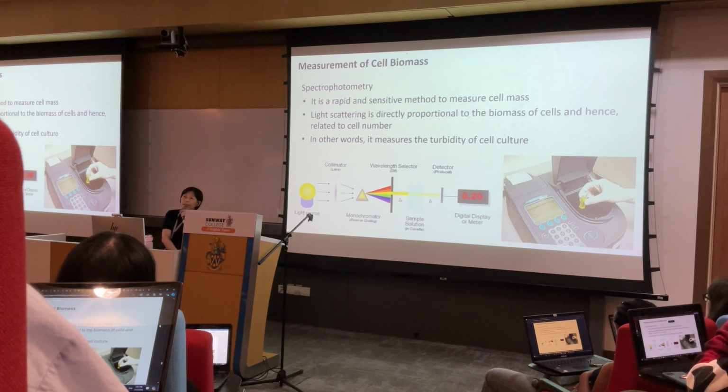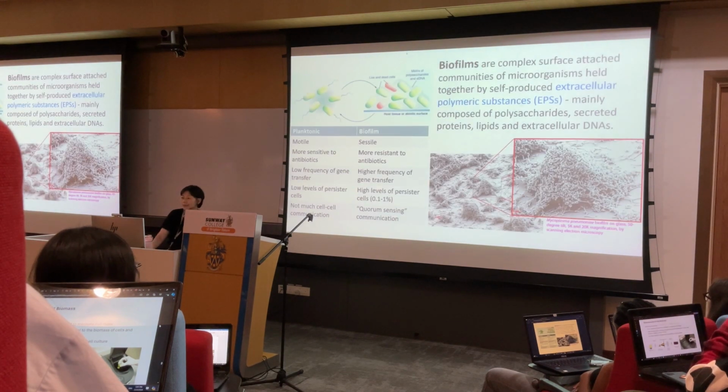Some people have already calculated how this kind of reading can be converted into the number of cells. All right? Okay.